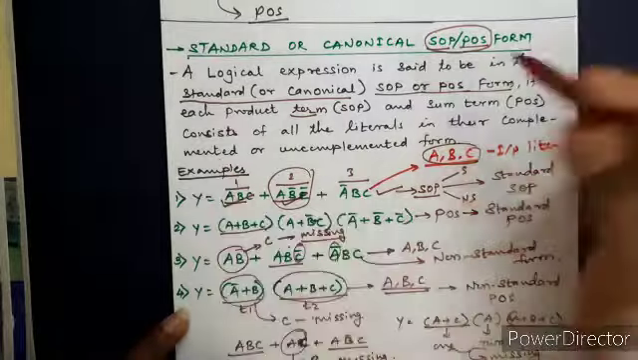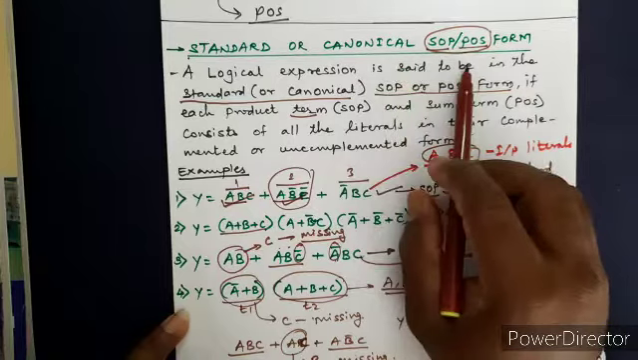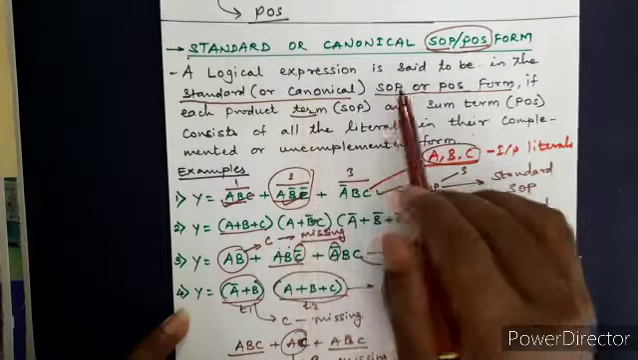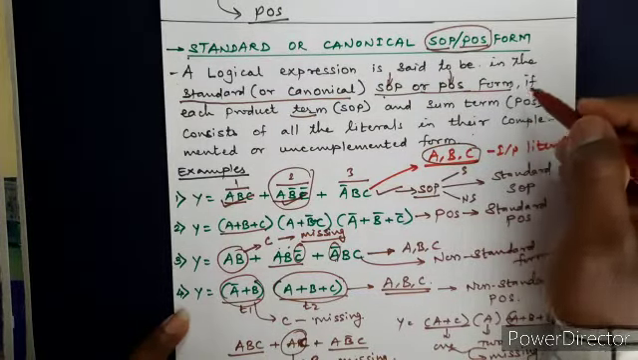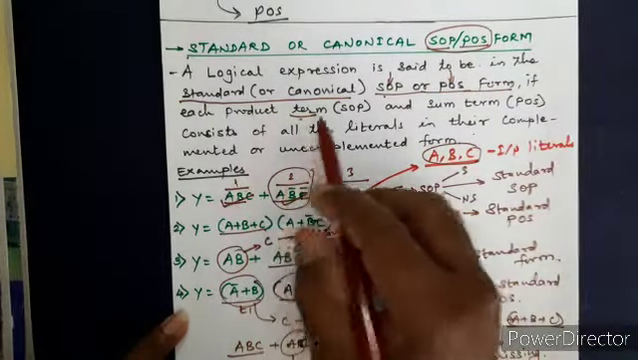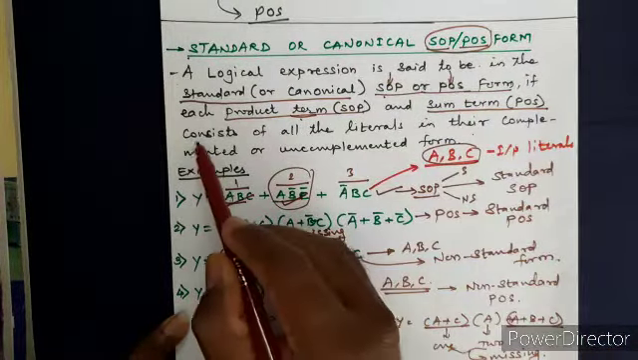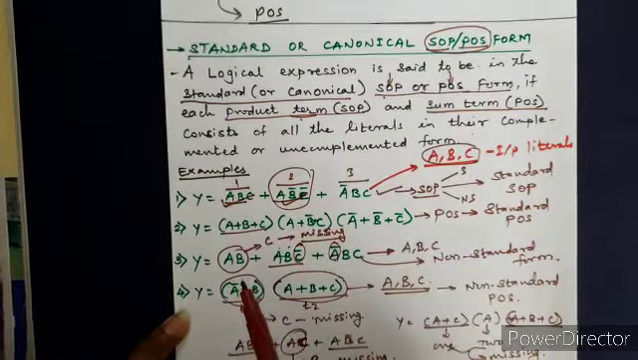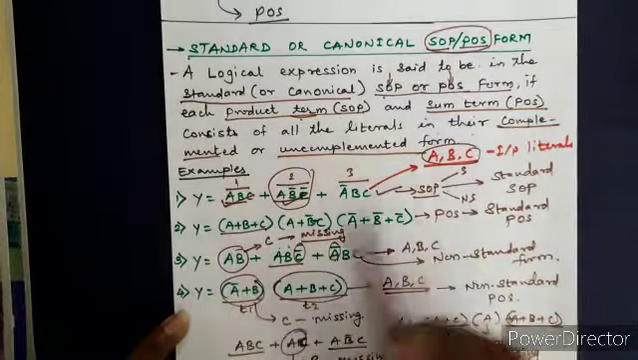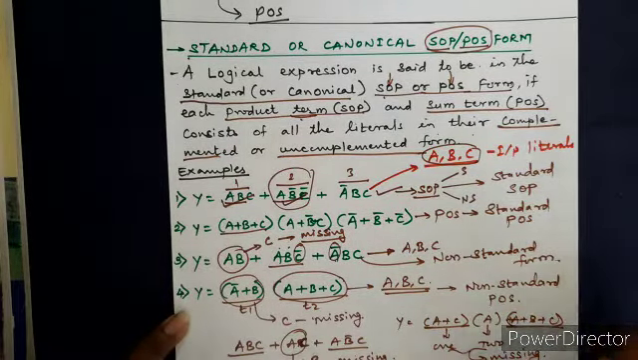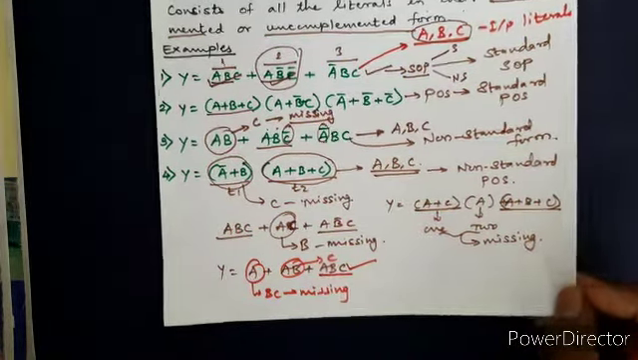Right? So we can once again read this so we can understand that. A logical expression is said to be in the standard or canonical SOP or POS form when each product term of SOP and sum term of POS consists of all the literals in their complemented or uncomplemented form. Okay, so this is what standard SOP and POS are.